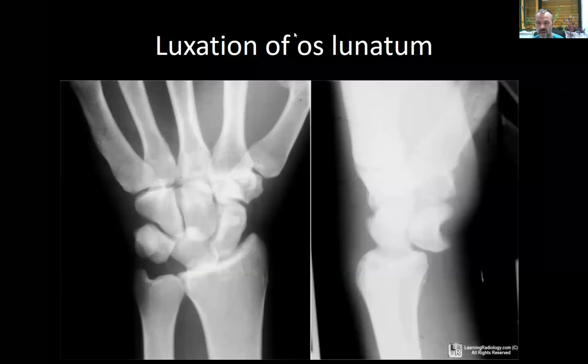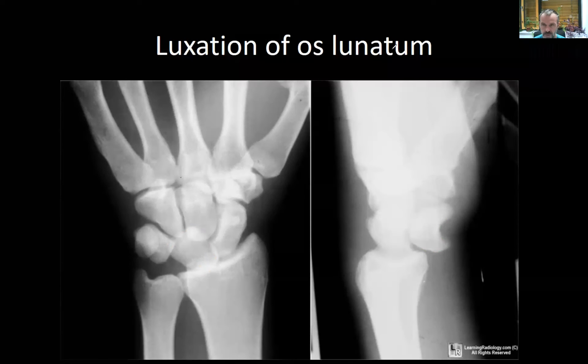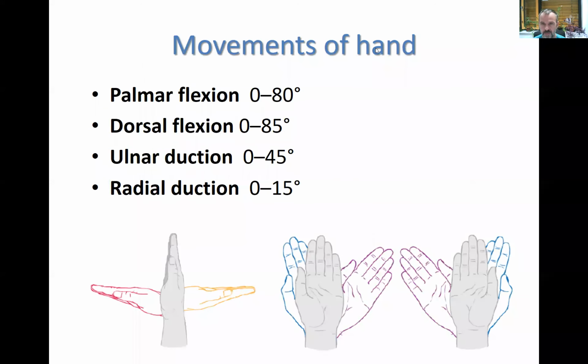Okay. And the luxation then looks like this. You can see how the lunate, you can see the lunate shape here, moved ventrally. And of course here, the position of the lunate is not nice. You can see the overlapping of the other bones. So you can see that the bone is luxated. Okay. That's luxation of the lunate.